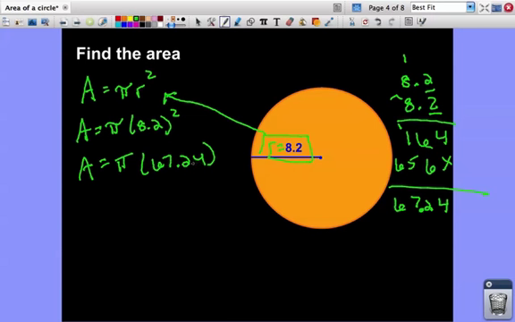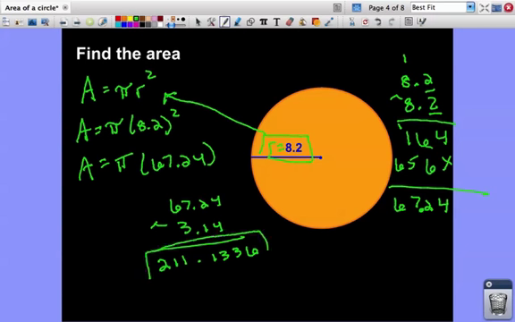And lastly, what I need to do is 67 and 24/100ths times pi, 3.14, and that's going to give me my area. Just for the sake of time, I know we all know how to multiply, so I'm not going to multiply this one out right now. If you want to check, pause this video and multiply. You will get the answer of 211.1336. That would be your final answer, and that would be the area of this circle.